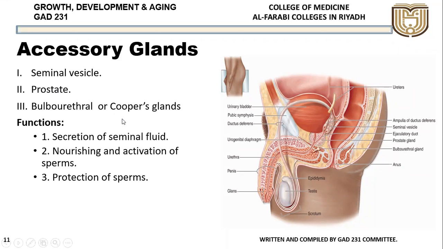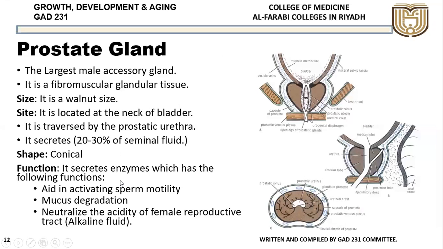The function of these accessory glands is secretion of the seminal fluid. The main content comes from the seminal vesicle, so it is called seminal fluid. This seminal fluid is contributed by all three accessory glands, but mainly by the seminal vesicles, and it helps in the nourishing and activation of the sperms. It provides the nutrition required for the sperm and its development. It also helps in the protection of the sperms, because they will be floating within this fluid.